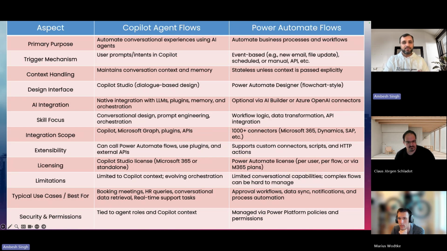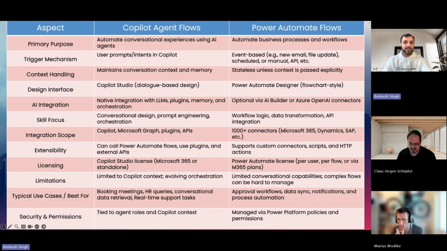From the licensing perspective, Copilot Agent Flow requires a Copilot Studio license available via the Microsoft 365 or standalone, while the Power Automate flows require licensing per user, per flow, or are included in selected Microsoft 365 plans. Each tool has a strength. Example, use the Copilot agent for scenarios like booking meetings, answering HR queries, or retrieving data conversationally. Use Power Automate for structured workflows such as approvals, system integration, notifications, and data processing.